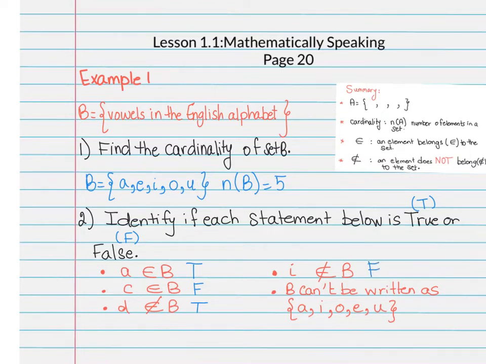The fifth statement, B cannot be written as A, I, O, E, U. If you look over here, the elements are the same in this one and this one. The order is the only thing that is different, but we mentioned before that order does not matter in a set. I can write it in any order. So this is wrong because I can write set B as A, I, O, E, U because all the elements are found. So this is a false statement.